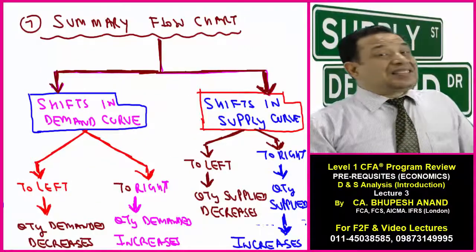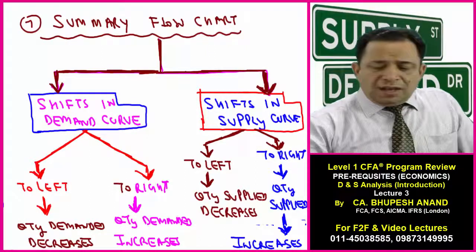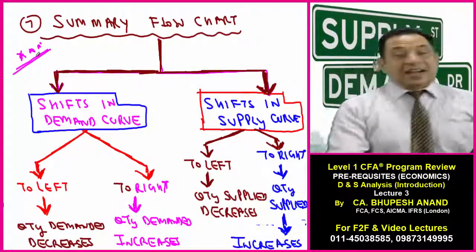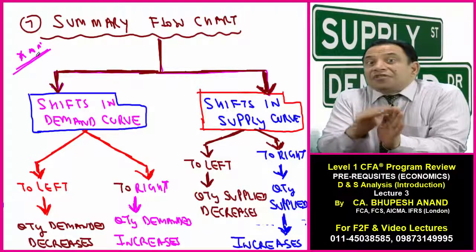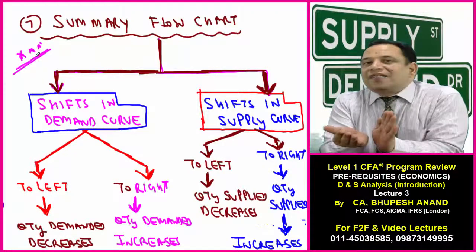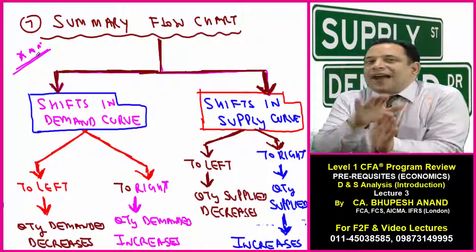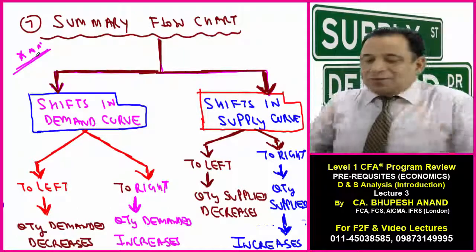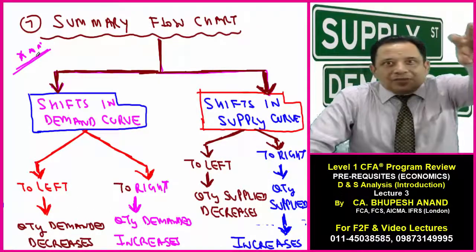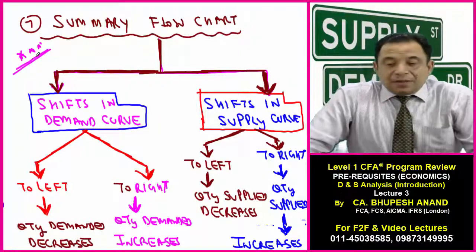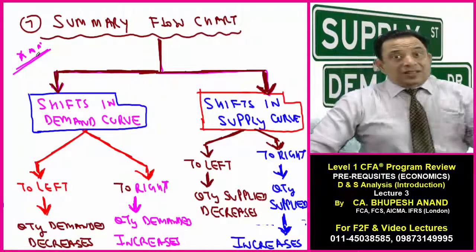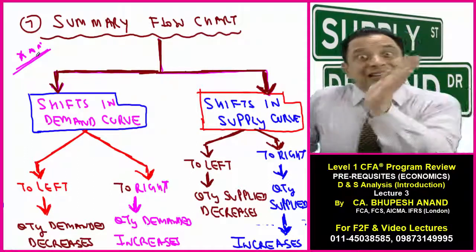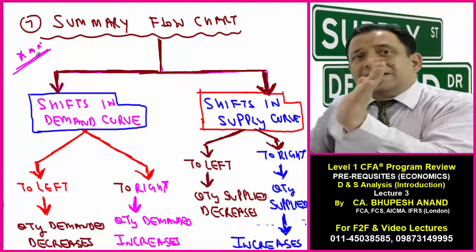Now this last chart is most important. I will give 5 stars to this seventh point, because this is a summary chart: what is the meaning of a shift to the right and to the left of the demand curve, and a right shift and left shift of the supply curve. I have prepared a flowchart for you, a whole summary of that, 5 or 7 pages as per the CFA curriculum. If there is a shift in the demand curve towards the left, it means there is a decrease in demand. If there is a shift in the demand curve towards the right, as can be seen from the graph also, it means demand has increased.